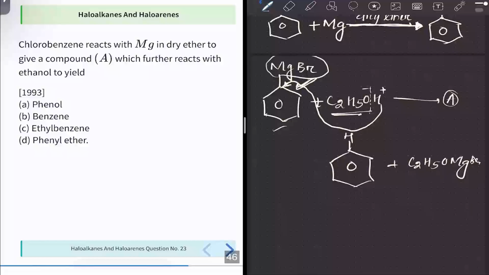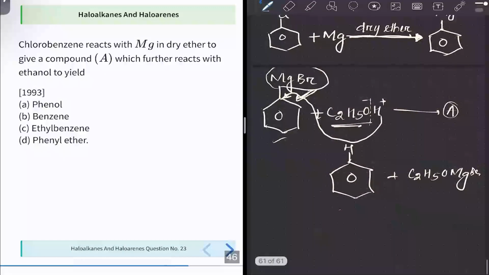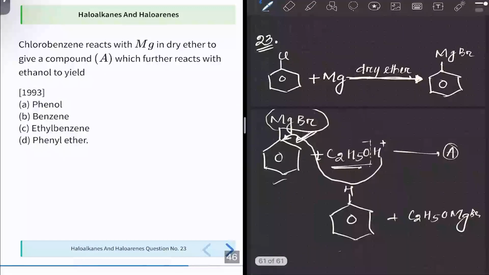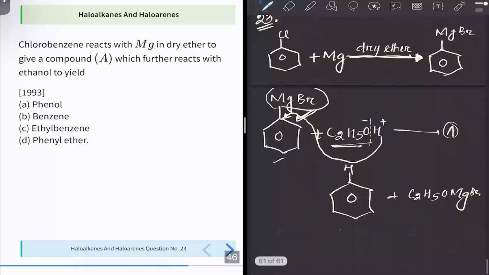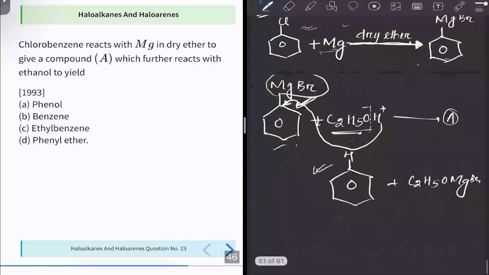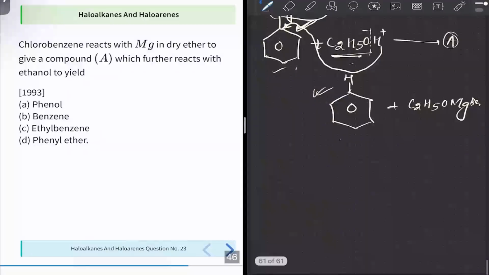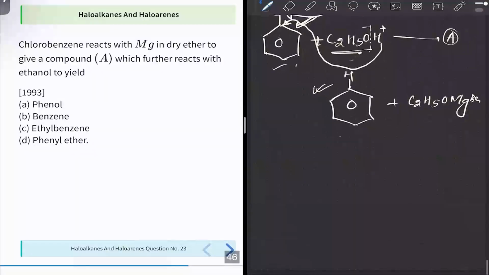Got it? So finally, benzene will be formed from chlorobenzene. Let's recap the reaction. Chlorobenzene reacts with magnesium to form an organometallic compound, that is benzene MgBr, and it will react with C2H5OH to form the hydrolysis product, that is benzene. So this is the mechanism for formation of benzene. Next, let's move on to the next question.